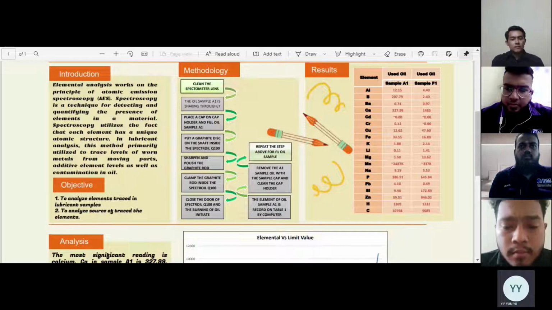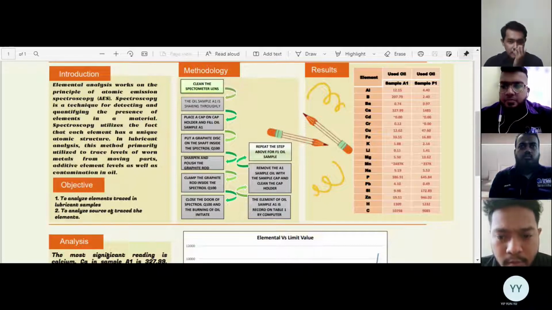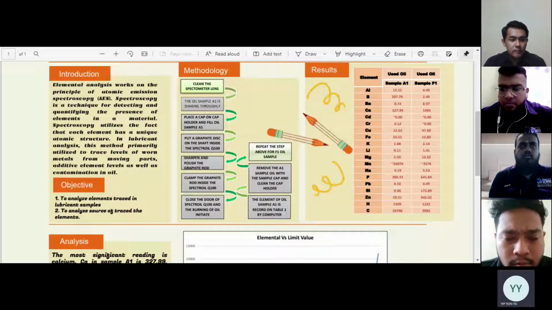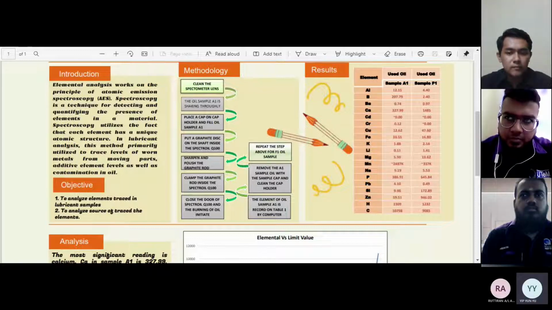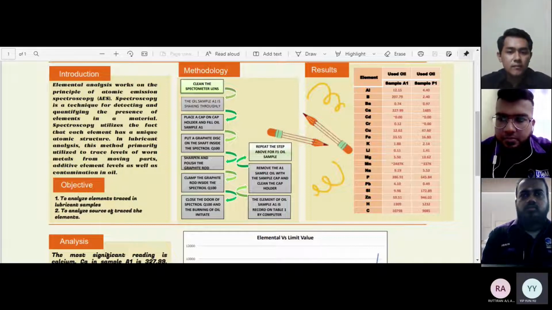Some of the elements we tested in the lab don't fulfill the range of the limit value, so we looked on the website. For example, for manganese, we found that the new engine oil A1 was 2,487 K, while the sample F1 was 337 K. But the range of the limit value on the website is 1 to 3.